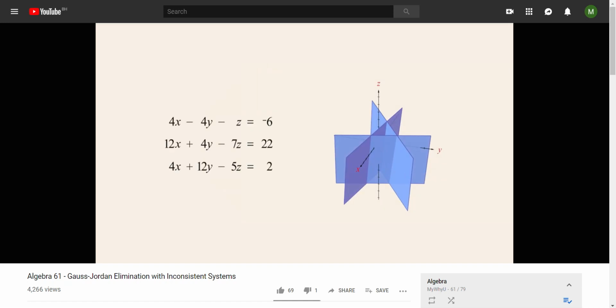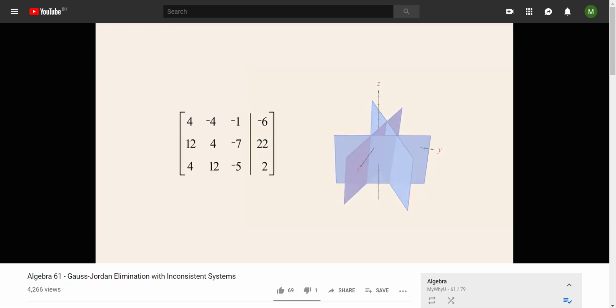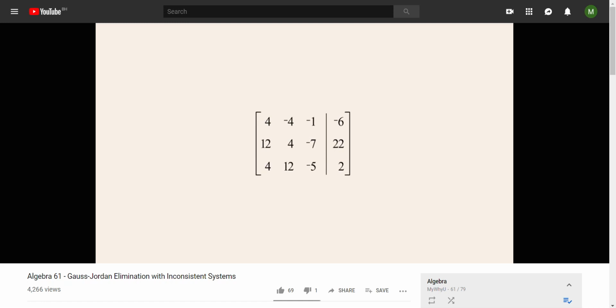Unfortunately, a system of equations whose graph contains a triangular tube cannot typically be spotted by simply looking at the equations. If this system, represented in matrix form, is reduced through Gauss-Jordan elimination, what sort of indication of inconsistency will be produced? To find out, let's reduce this matrix.